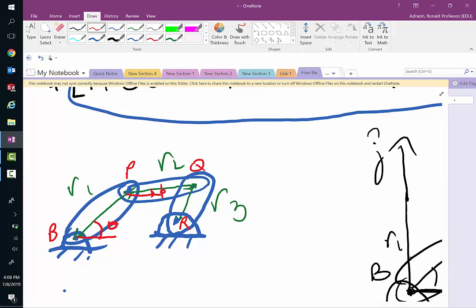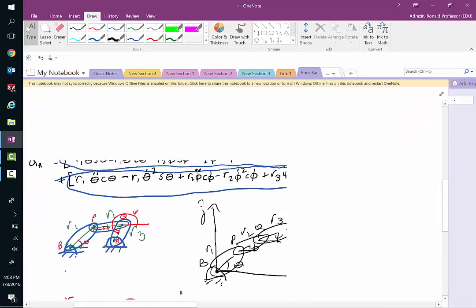Remember, it's defined from Q to R. So it's from here all the way around. This is my psi. So whatever that is. Similarly, let's look at this other one.